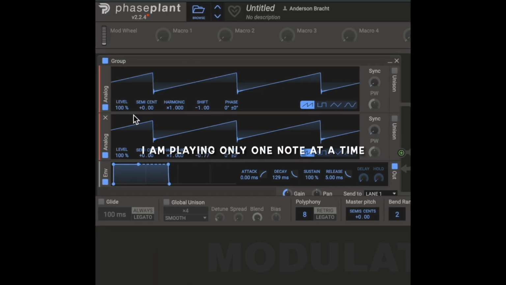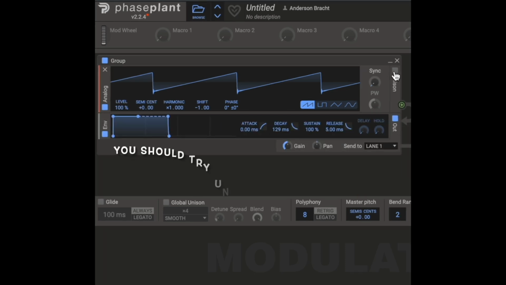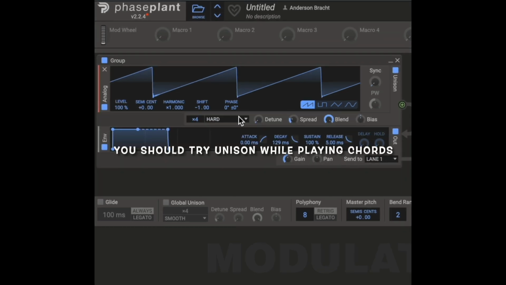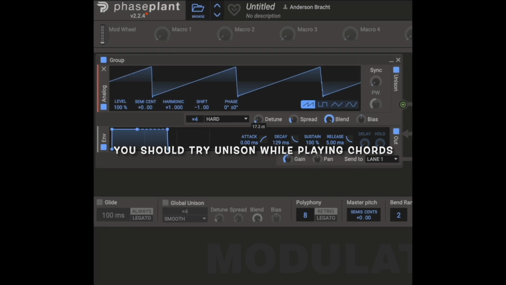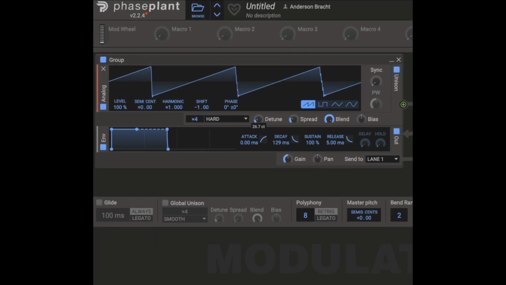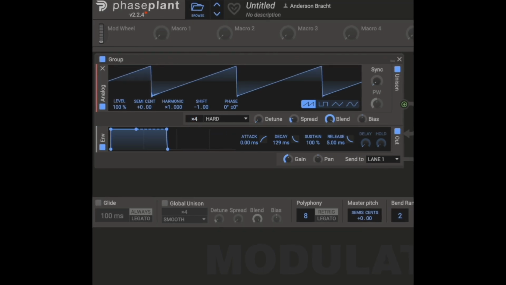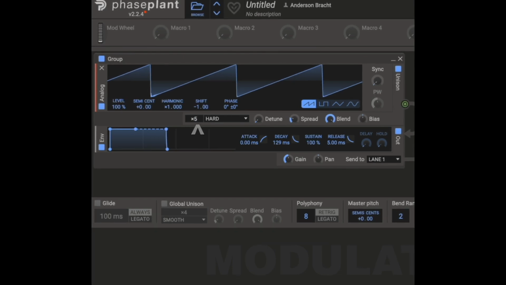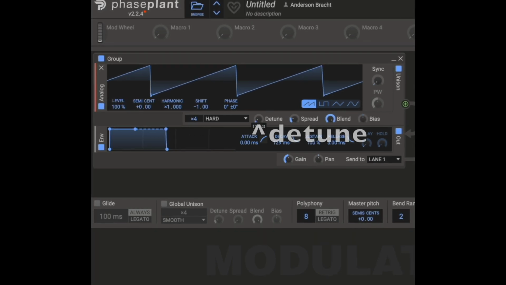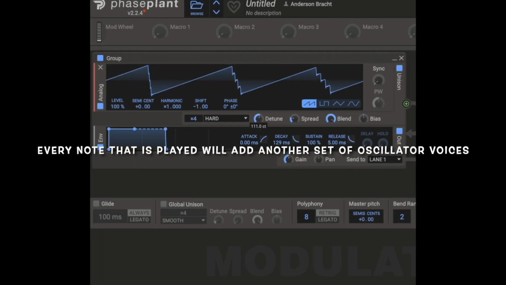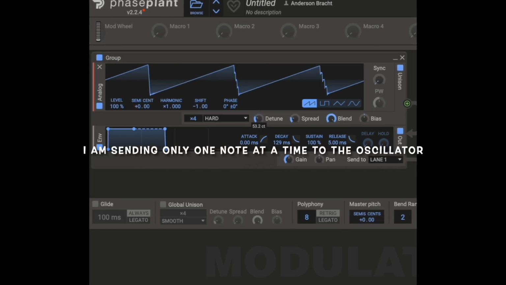What Unison does is it adds other voices, in other words, other oscillators that you can't see but you can hear, while having the option to detune them from each other in different ways. Phase Plant's Unison defaults to 4 voices, but you can select up to 8 voices here. With 4 voices selected, and you adjust the detuning control, the 4 voices will detune from each other. The more you detune them, the more the frequencies of the voices spread apart from each other.